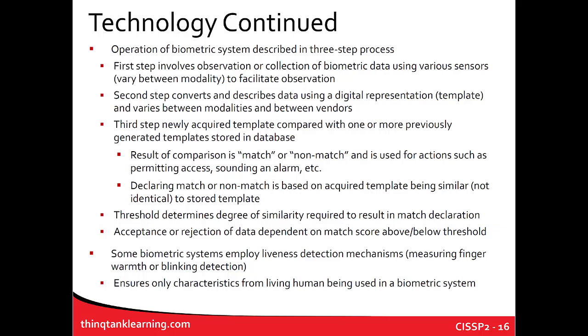Advanced biometric solutions could also include elements for detecting liveness. Now, what does that mean? I want to make sure that the sample that I'm collecting comes from a living person, right? It's not a static replica, if you will. Okay? So we do observation, we do template creation, and then we do matching. All right?